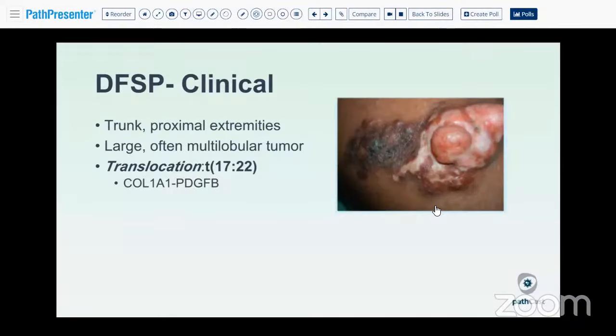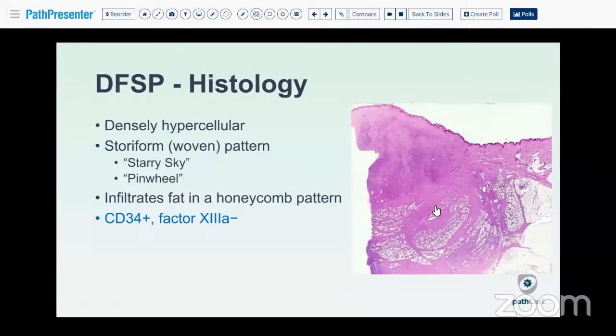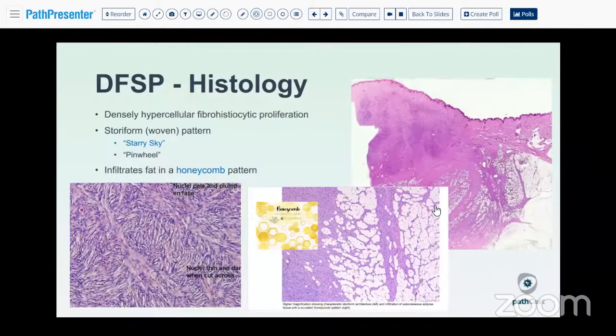dermatofibrosarcoma protuberans. Clinically, these present on the trunk and proximal extremities as large, often multilobular tumors. They have the translocation of collagen 1A1 and PDGF-beta. On histology, densely hypercellular tumor with a storiform or starry sky pattern, that's also known as pinwheeling, and infiltration in a honeycomb pattern. CD34 positive and factor XIIIa negative. So that is really important to distinguish from dermatofibroma, which has the opposite staining pattern.